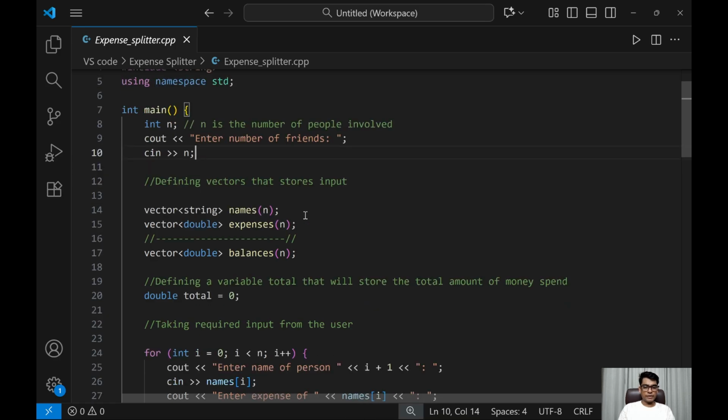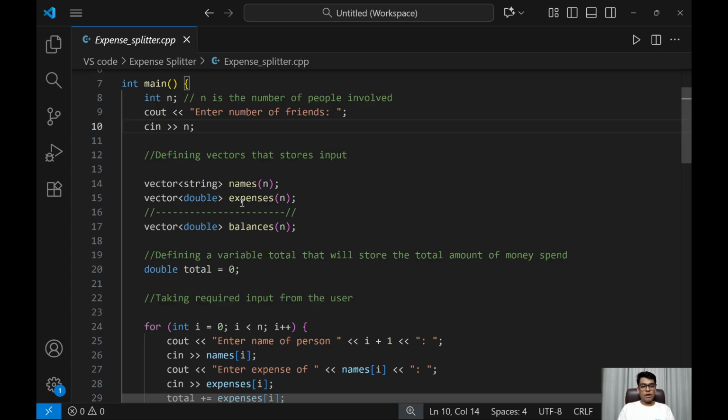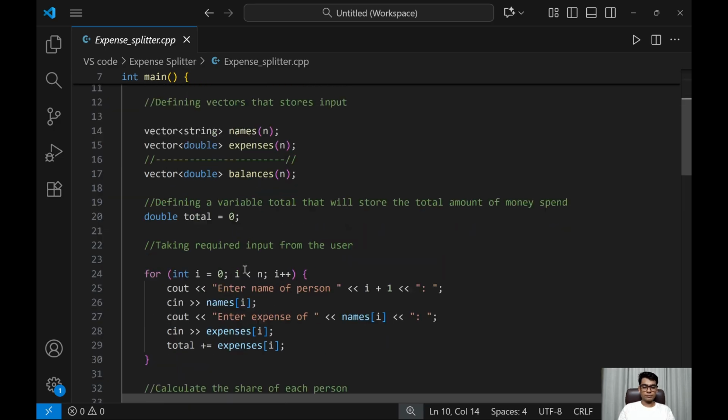Then I have defined 2 vectors which are used to store input from the user. First of all is the vector of data type string which is named names. It will store the names of the people. Second is a vector of data type double named expenses, as expense can also be in decimal, of size n. And then a vector double balance of size n, which would be used further in my calculations. I have simultaneously also defined a double type variable total, which will store the total amount of expenses by the group.